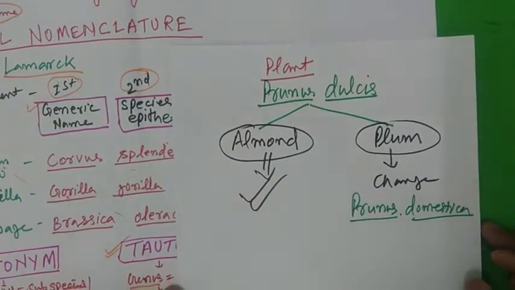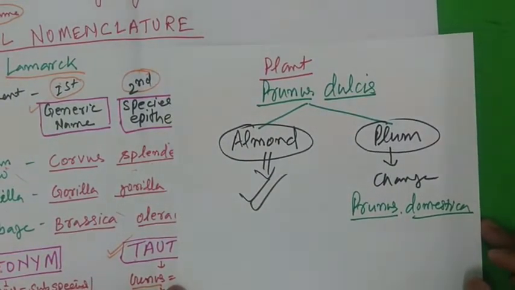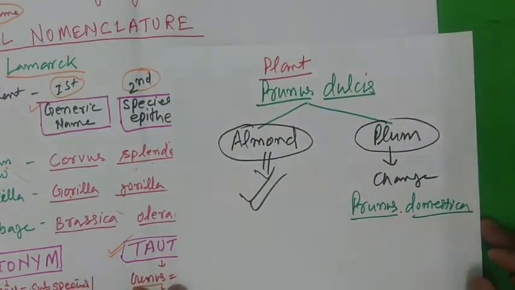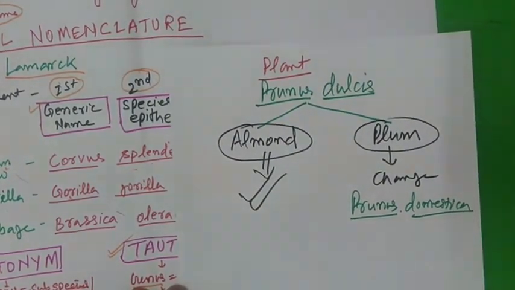This is all about the binomial and trinomial nomenclatures. I hope you like this video, and in the next video we are going to discuss the taxonomic hierarchies.